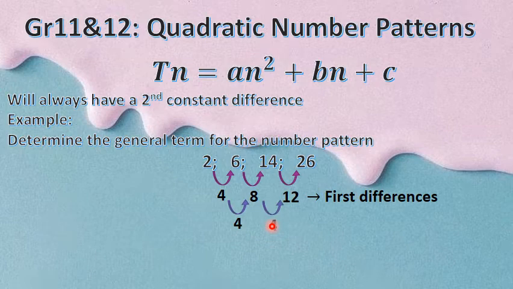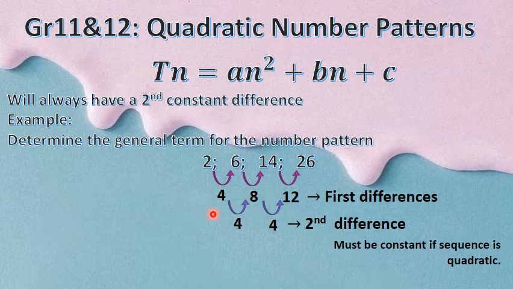However, to get from 4 to 8, you add 4. To get from 8 to 12, you add 4 again. And so we have a row of a second difference which repeats itself. So the second difference is constant. So therefore we can conclude we are on the right track. This is indeed a quadratic number pattern.